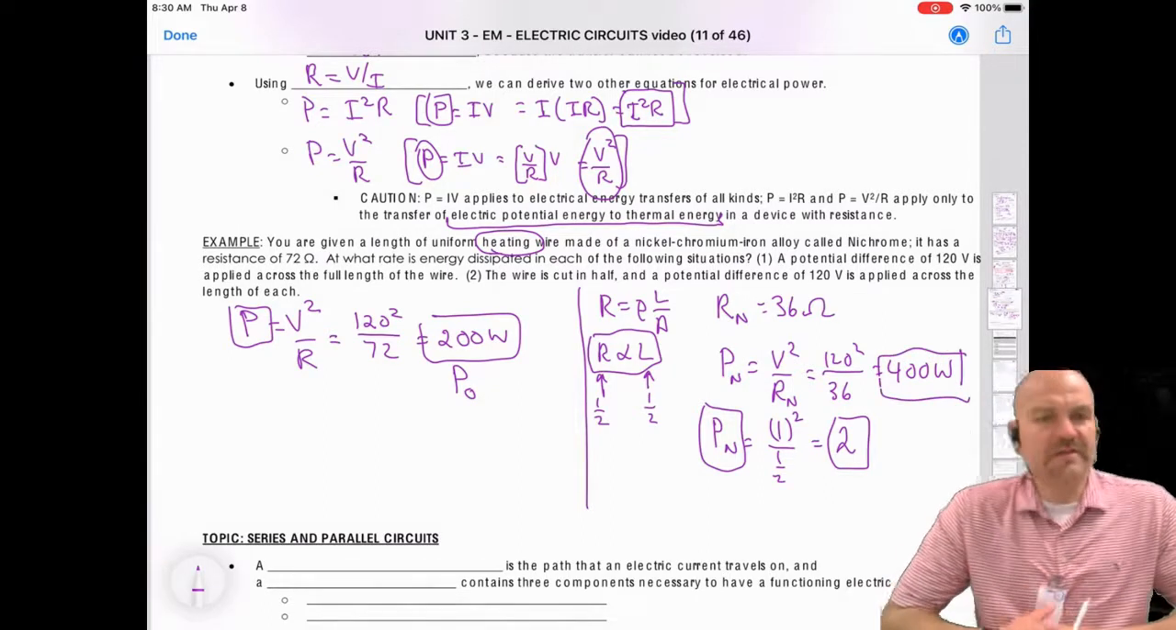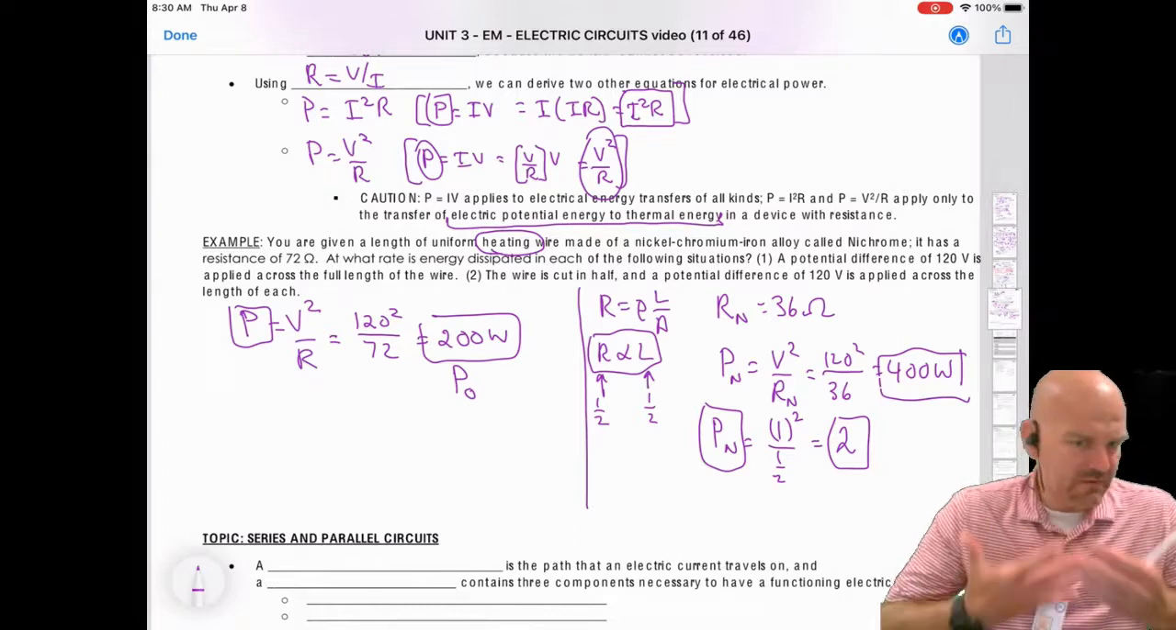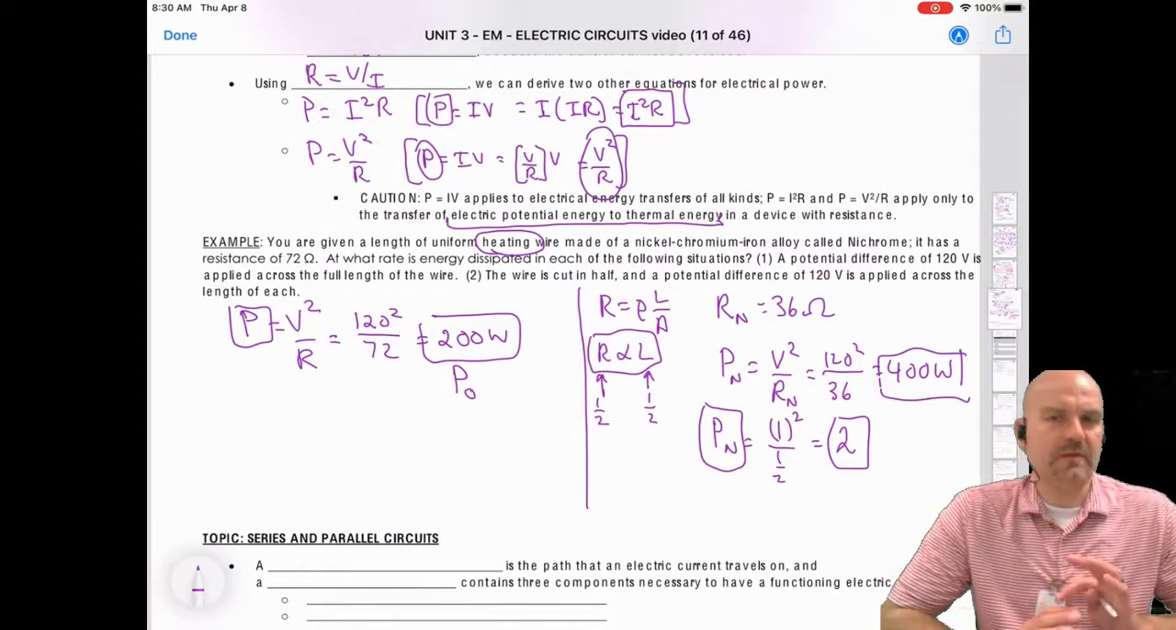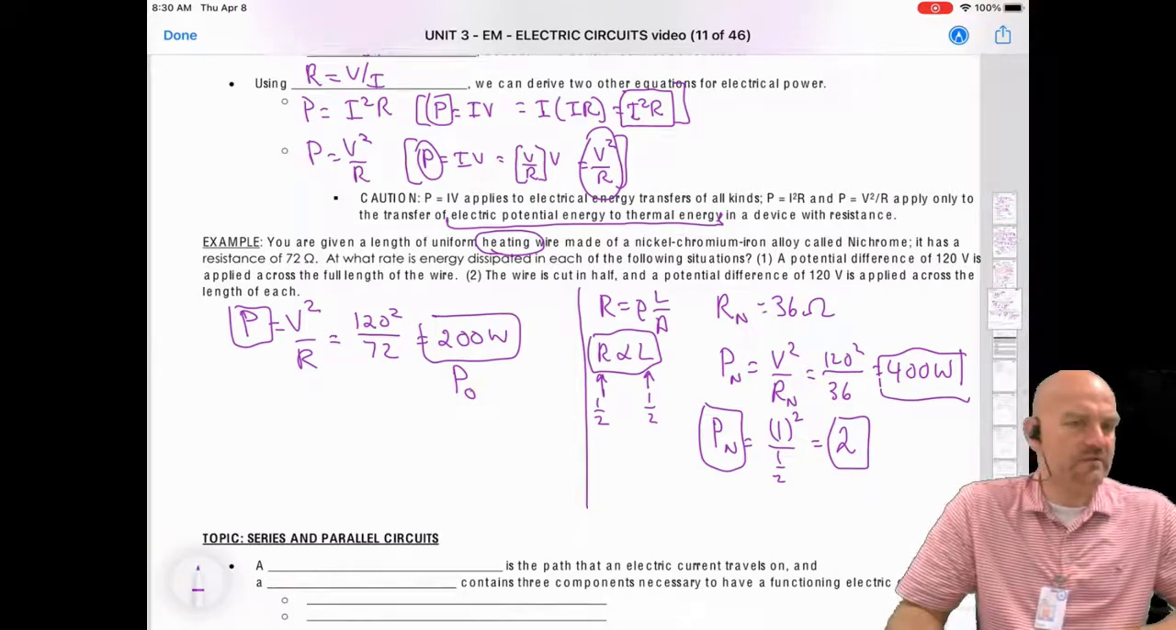All right, in the next video, we're going to dive into what are called series and parallel circuits, really focusing on resistors in those circuits.